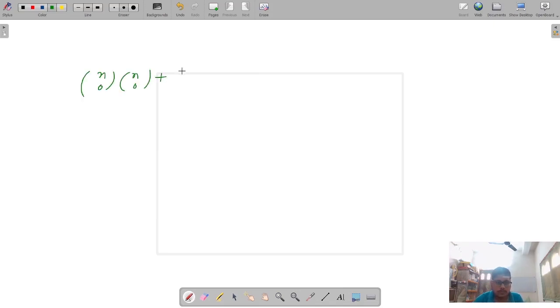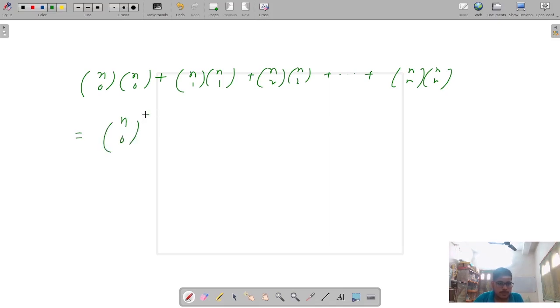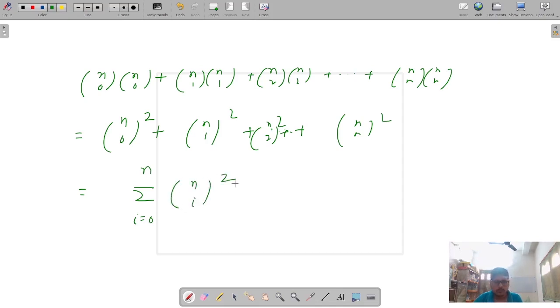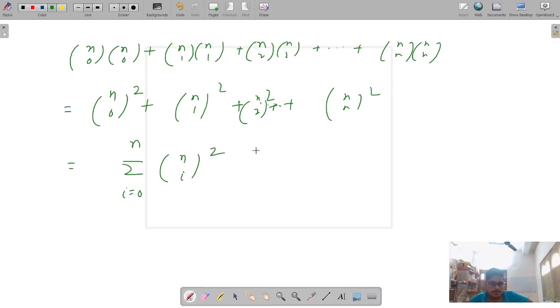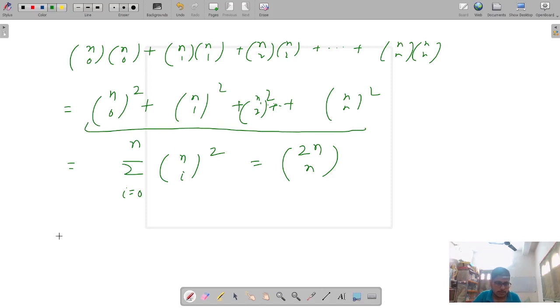So actually the answer is n choose 0 plus n choose 1 plus n choose 2 plus dot plus n choose n into n choose n. So what does that mean? N choose 0 square plus n choose n square. So what does that mean? Summation of i equal to 0 to n, n choose i square, right? And the value of this is actually 2n choose n. So you can check YouTube or any Google. So the value of this, n choose 0 square plus n choose 1 square plus n choose 2 square plus dot plus n choose n square, actually this value is equal to 2n choose n.